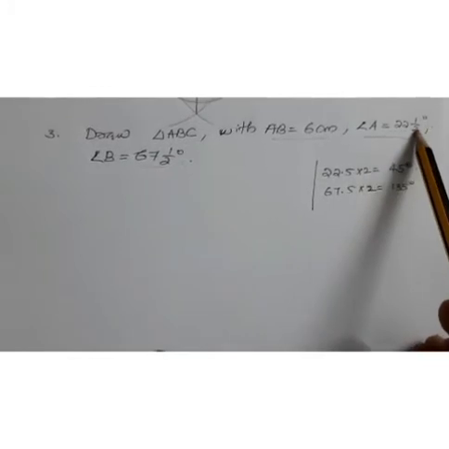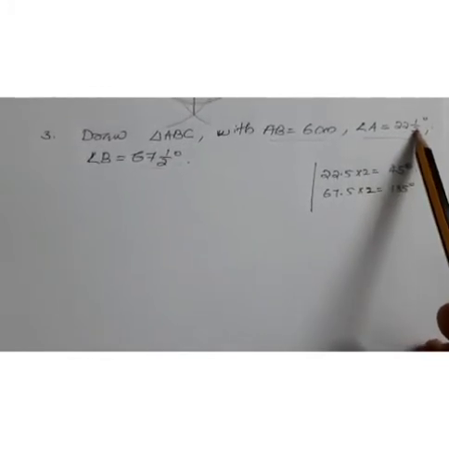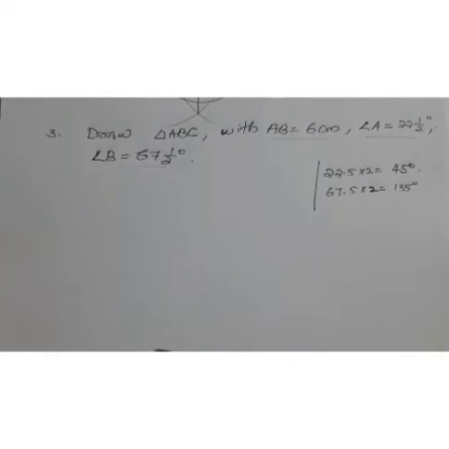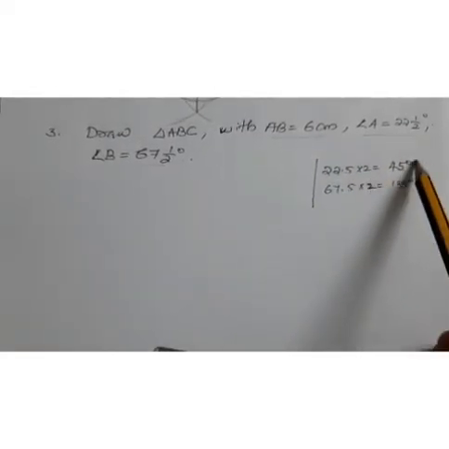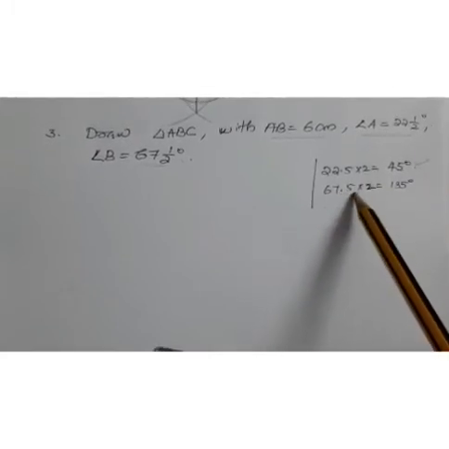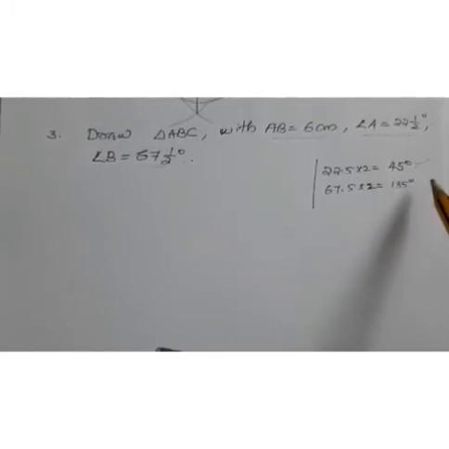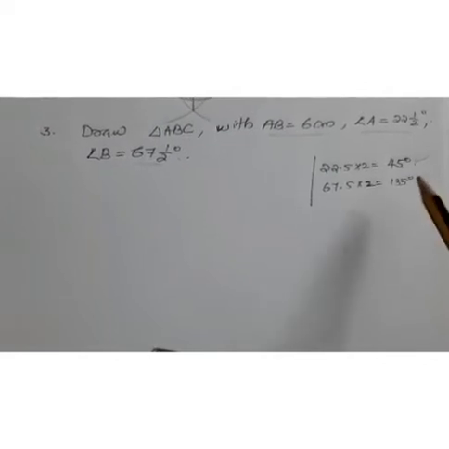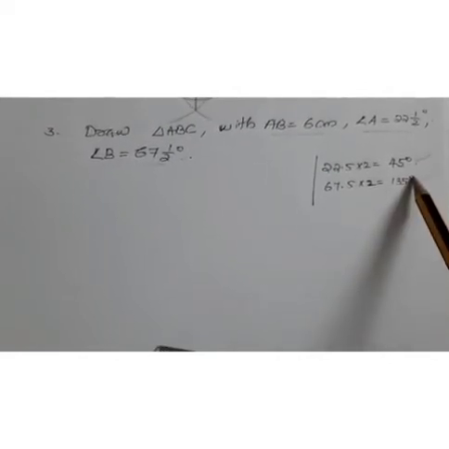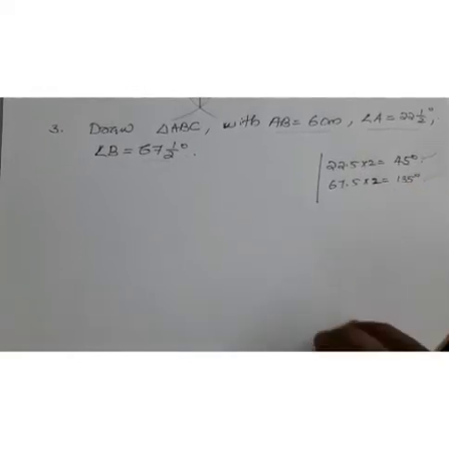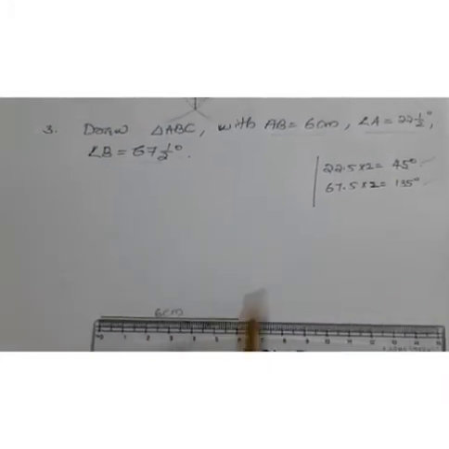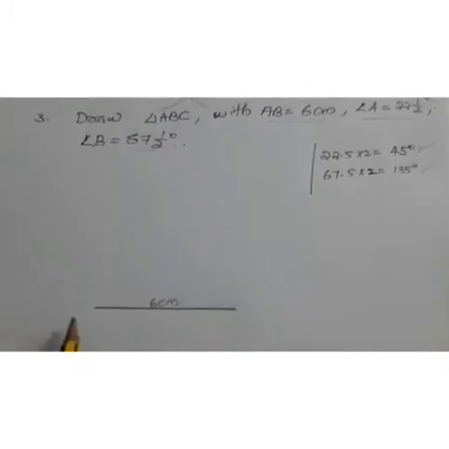And 22.5 degree you have to find out. So that is not possible with the help of a protractor. So take the double of that. 22.5 into 2 is 45 degree, and 67.5 into 2 is 135 degree. So using this measurement, you have to draw the triangle. First you have to draw AB of length 6 centimeter. Draw AB with a 6 centimeter length.